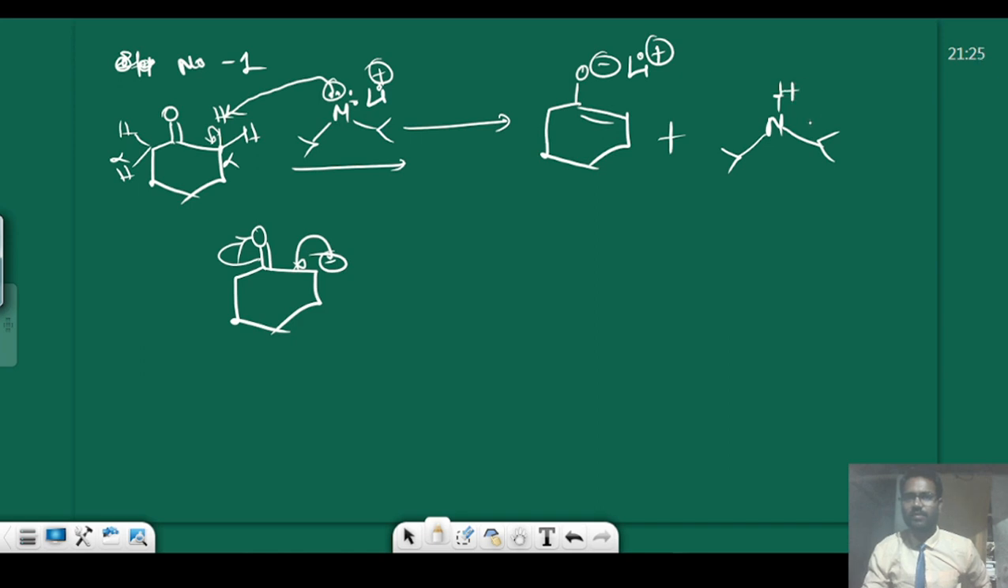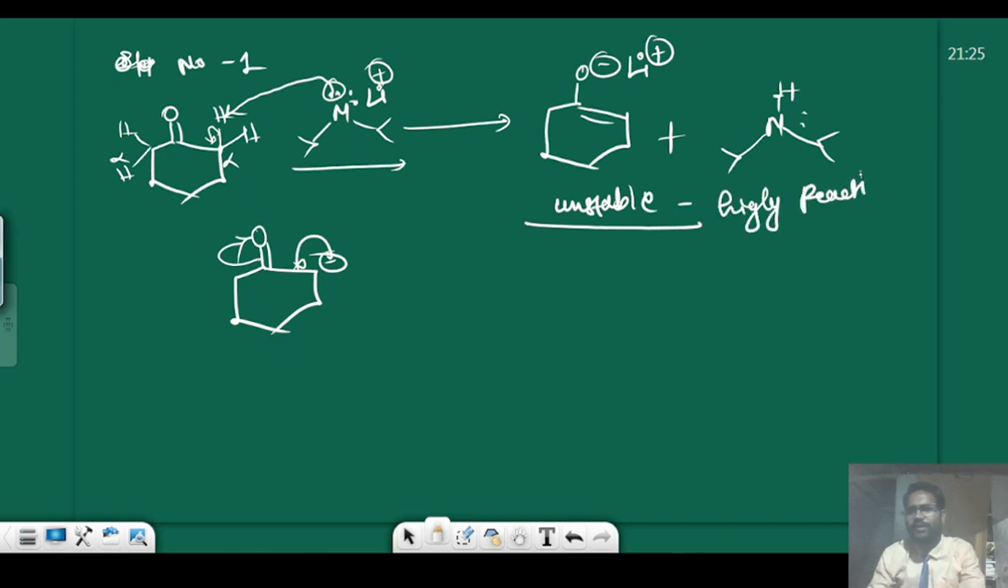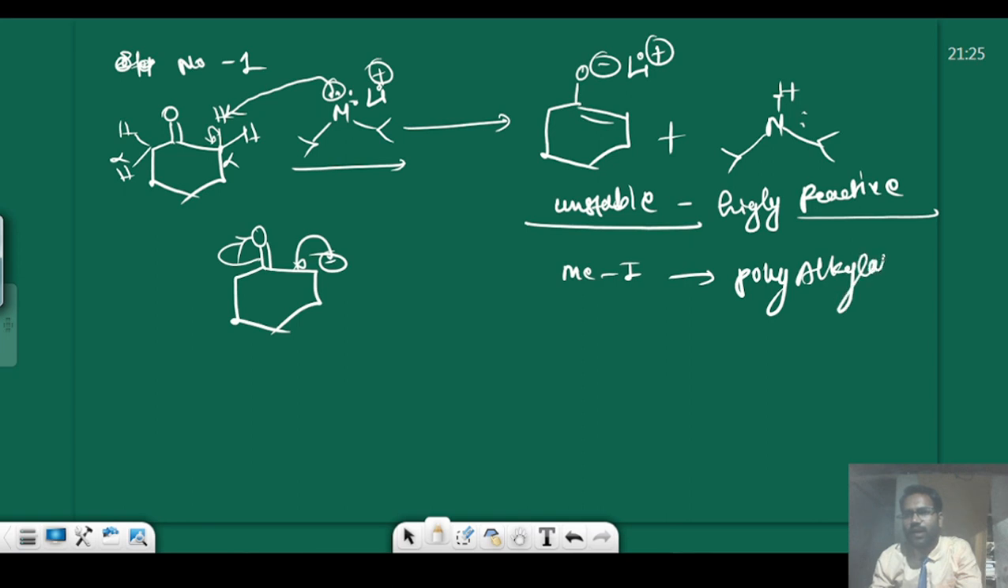This enolate is unstable and highly reactive. If this compound is treated with a methyl iodide type of substrate, an electrophilic substrate, what will happen? Polyalkylation will happen. We don't want polyalkylation, we want monoalkylation. What do we need to do? This is the big question that arises here. To avoid polyalkylation, what do we need to do?